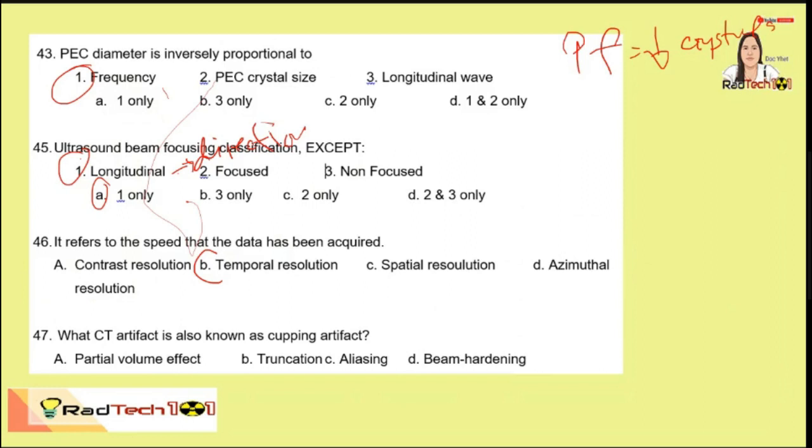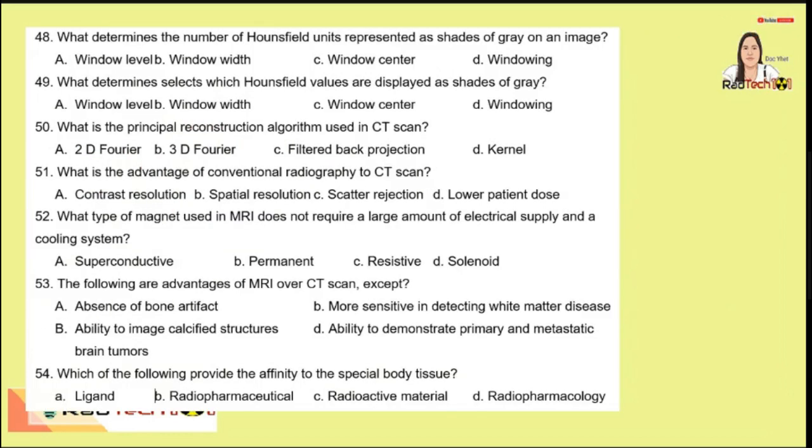47, what CT artifact is also known as capping artifact. So it is beam hardening. So ito yung nabanggit natin, the most common artifact sa cranial CT. So beam hardening artifact appears as capping artifact. What determines the number of Hounsfield units represented as shades of gray on an image? So it refers to the window width. So number of Hounsfield units, so sa window width. So CT scan niya na.